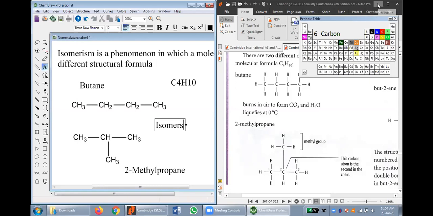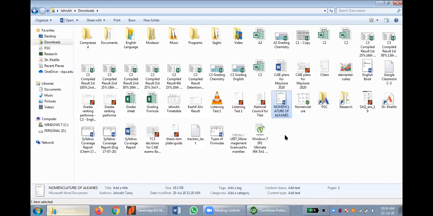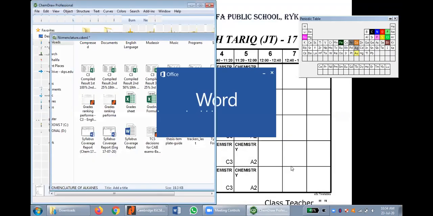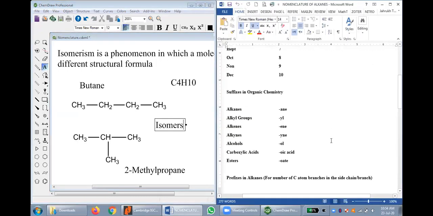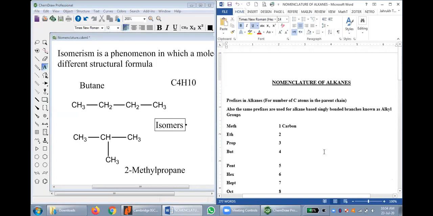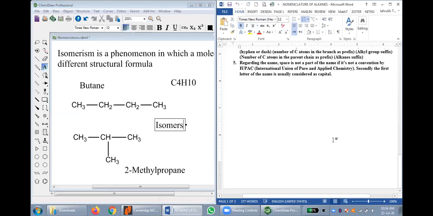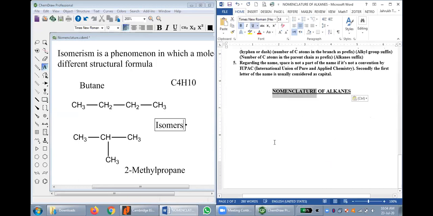So I'm going to open up the same page, nomenclature of alkanes, and we are going to start with the next topic, isomerism of alkanes. This is going to be isomerism in alkanes, and in isomerism in alkanes, as I've told you previously, it's all about drawing the structures.